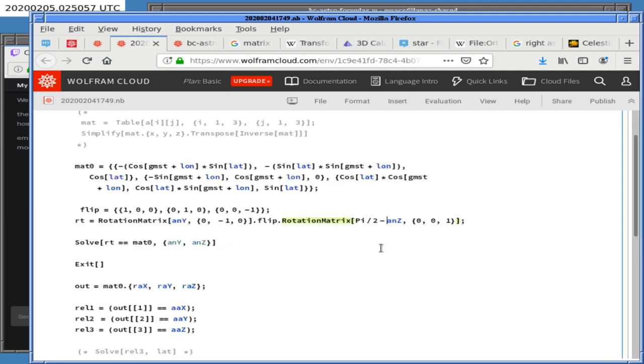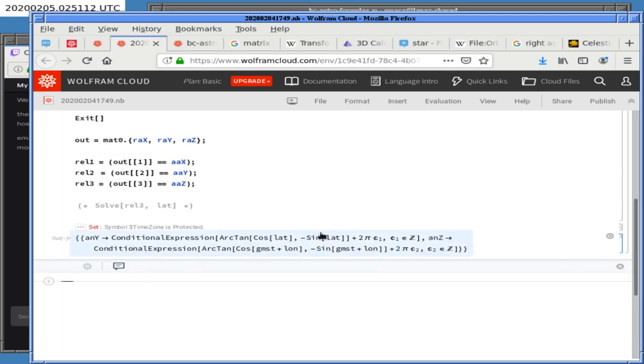Sorry, so this should actually be an angle z rotation for local sidereal time. This is the one that should be pi over 2 minus, because it's really like the latitude. So see what this does. We're so close. That conditional expression is fine. That's not a problem. Angle z, we're off by a negative sign.